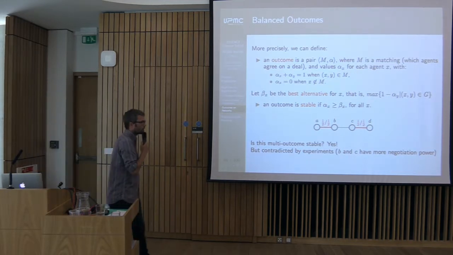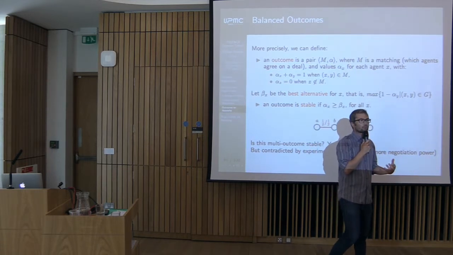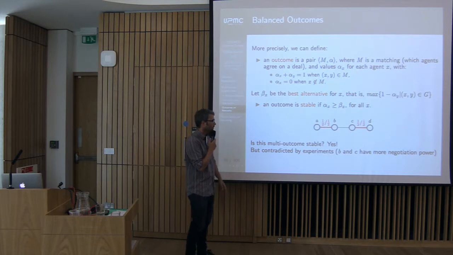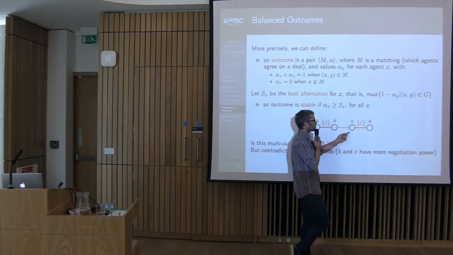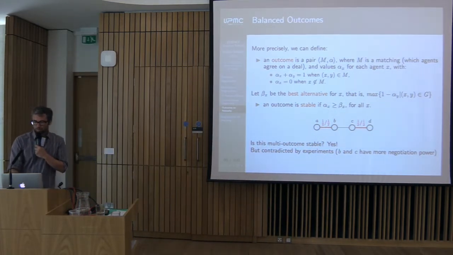So now the funny thing is that this stability notion is not enough to actually reproduce what we see in experiments. So if you look at experiments, B and C have more negotiation power. So I will not get into much detail about this because it's getting a bit late, but just to tell you how it can be explained.